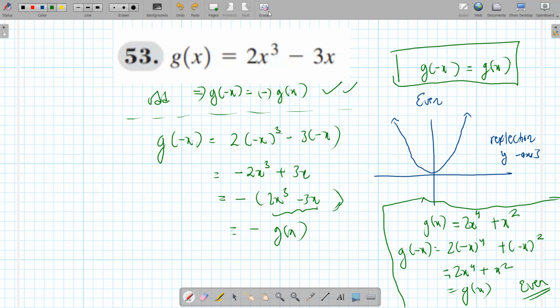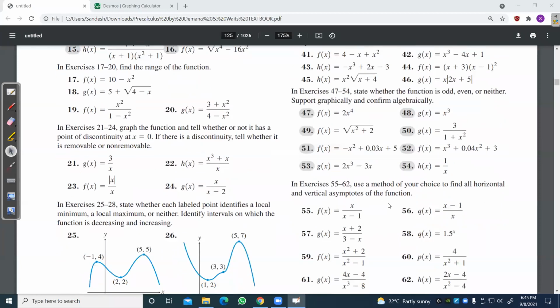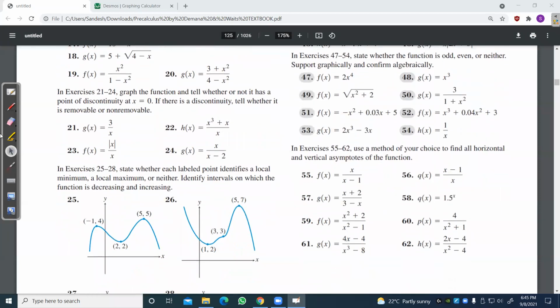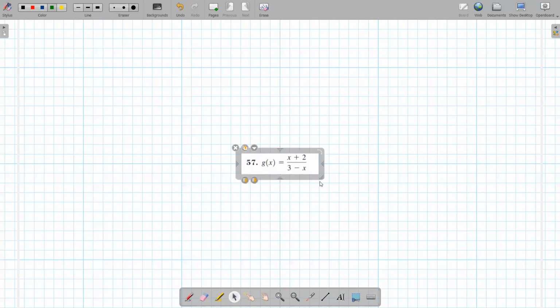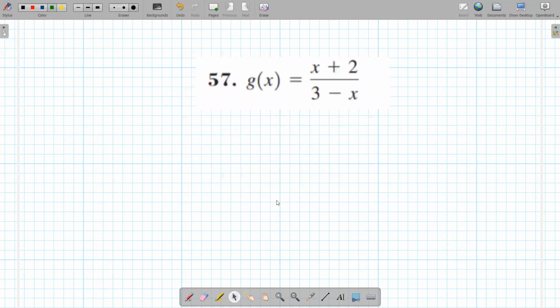The next question, I think it's 57. Let me check. Yeah, 57. Find all horizontal and vertical asymptotes. All right, you can have either a vertical asymptote, and what's the condition for that? Vertical asymptote, I'm just going to label it VA. For a vertical asymptote, you just set the denominator equal to 0.